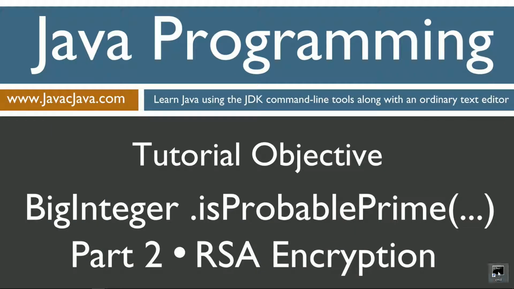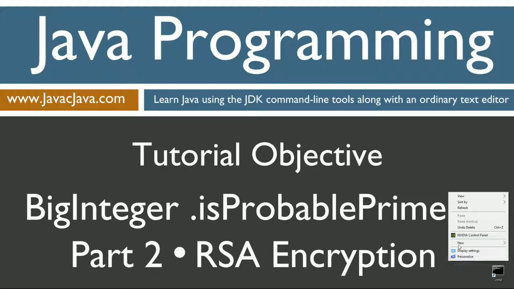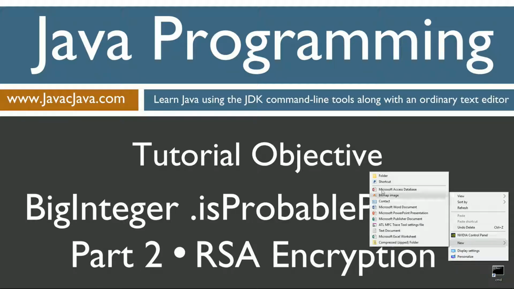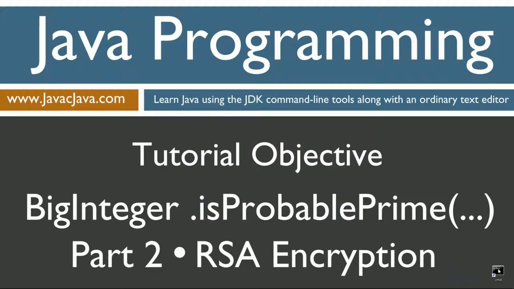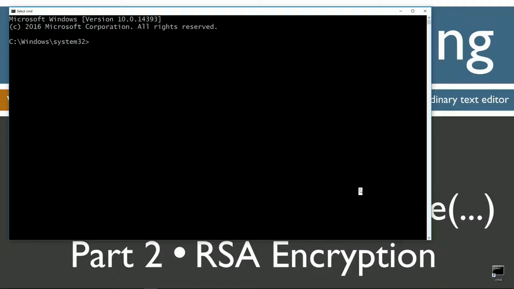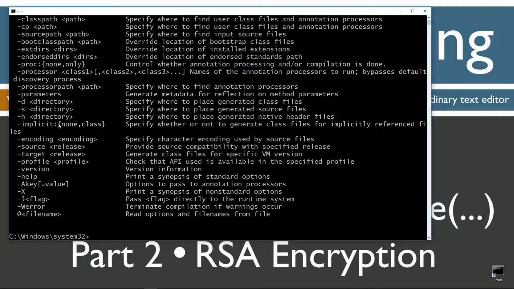I have a shortcut to the command prompt on my desktop, but if you don't, you can create one really fast by right-clicking, selecting New Shortcut, typing CMD, then Next and Finish. It's just that easy. Let's open that up. First thing I want to do is type in javac, which is the Java compiler command. If you see all this stuff scroll by, that's great. If you get an error message, watch one of my tutorials on installing and configuring the Java Development Kit. You want to make sure you get that done properly before continuing.